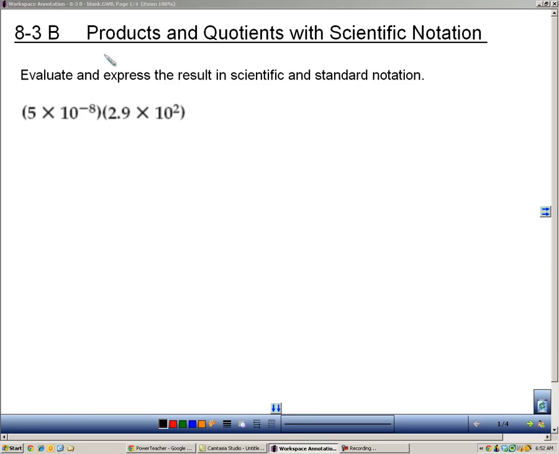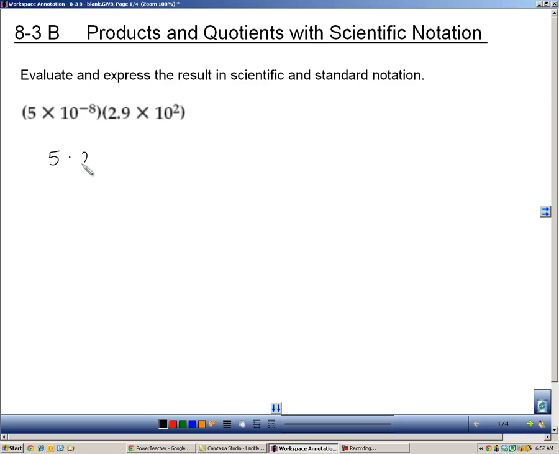Section 8.3b is about products and quotients using scientific numbers. In this case, we're going to multiply and divide these numbers and show you how to do that. Here we're showing multiplication of two numbers that are in scientific notation. And the way you do that is you multiply the numbers that are out front.